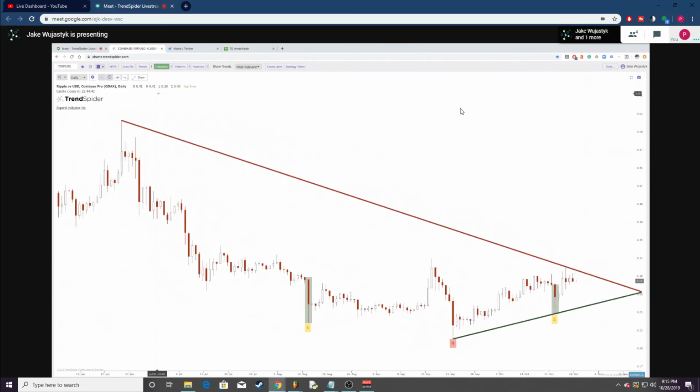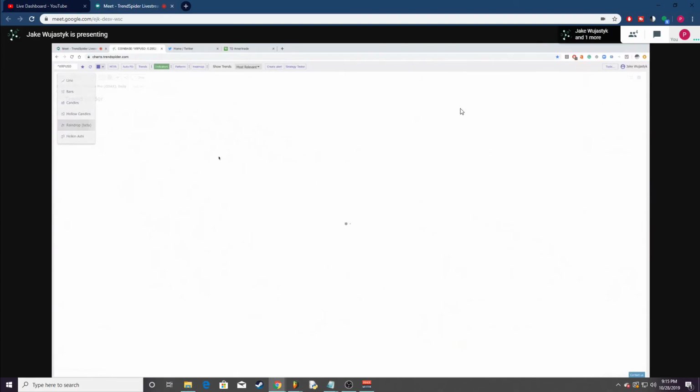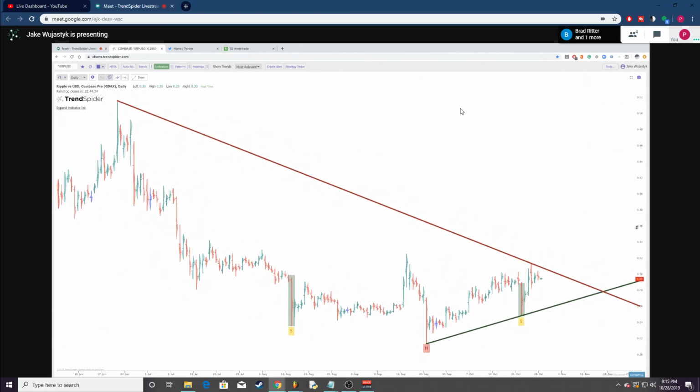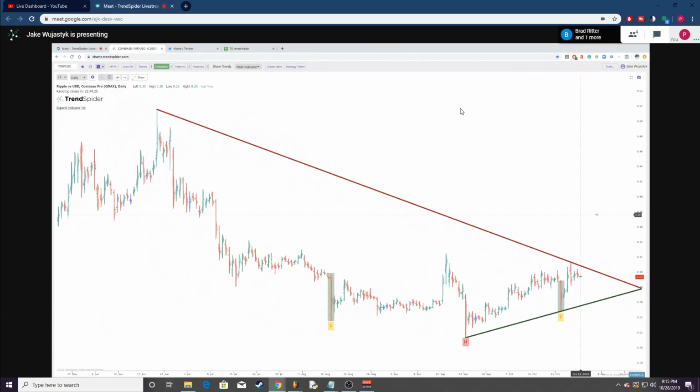XRP has been a big lagger, even though it's been running in this BTC pair. But as we all know, XRP can definitely surprise people when it wants to go. And that's an interesting IHS that you have there, Jake. Yeah, no, definitely. It'd be interesting to see if it holds.